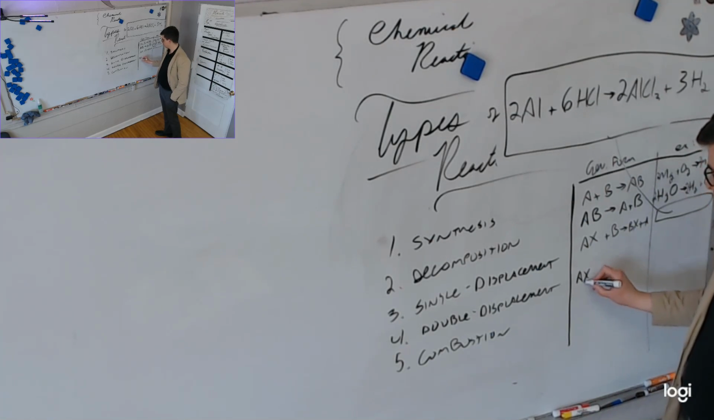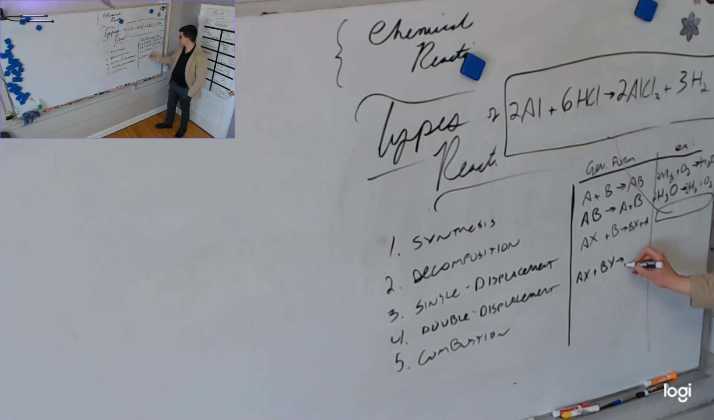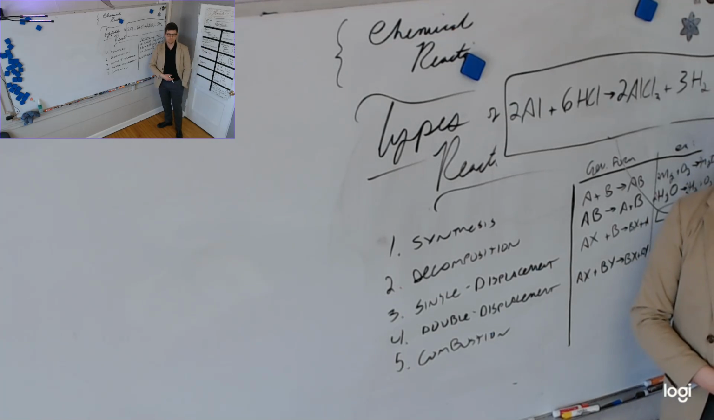Okay, double displacement, general form. AX plus BY yields BX plus AY. What do they do? They switched. Double switch.